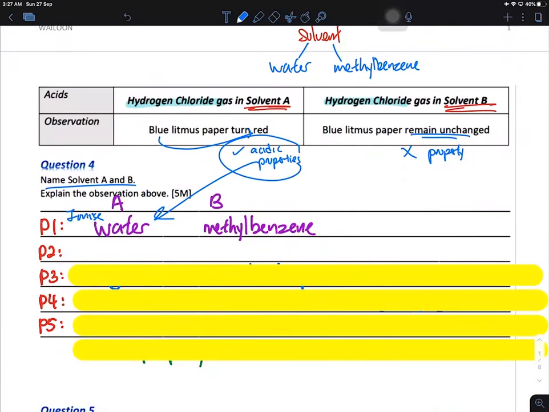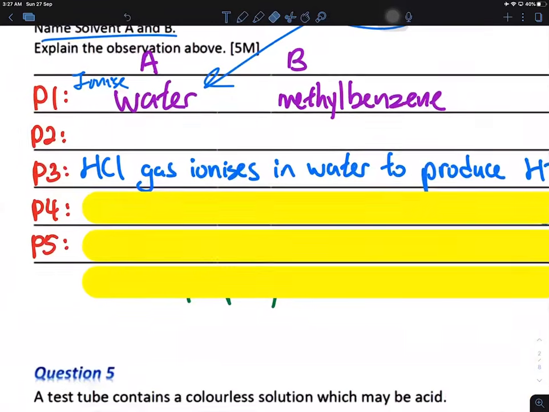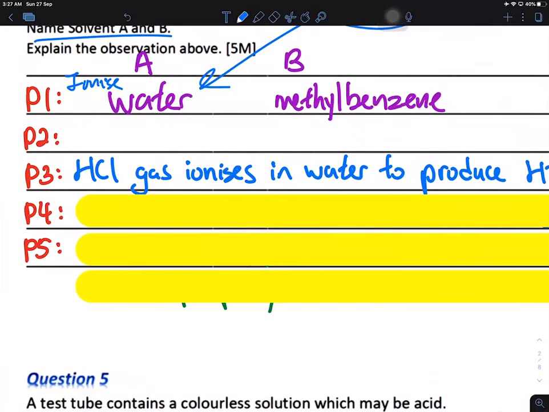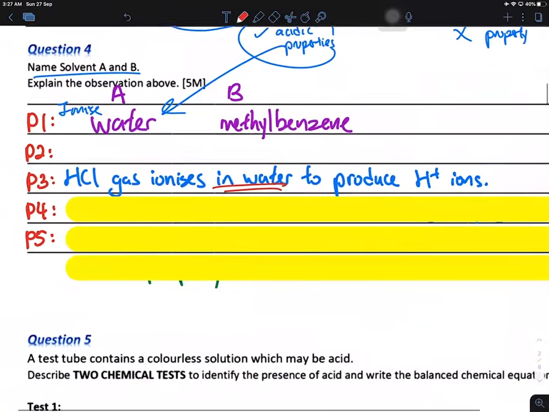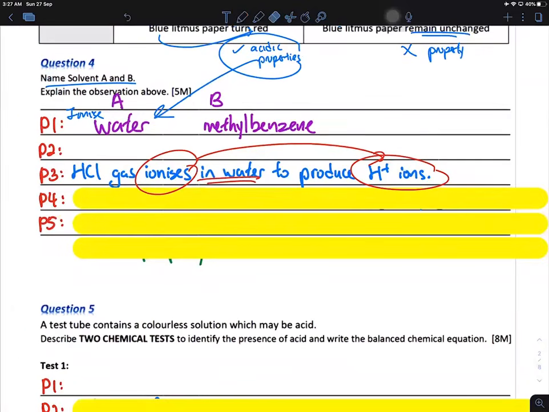Now we are going to explain what is the difference between water and methylbenzene, which is the difference between solvent A and B. What happens when you dissolve hydrogen chloride gas into solvent A, in the water? It ionizes to produce hydrogen ion. As long as you are able to tell ionize to produce hydrogen ion. Actually, in this chapter, most of the questions are about ionize, got ion or not. Point 4. So this is what happens in the solvent A.